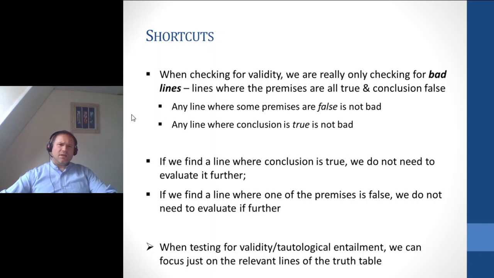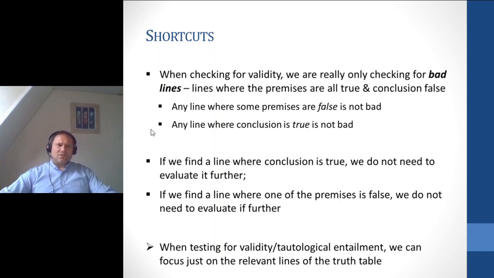So there's some things that immediately follow from this, right? Any line where some premise is false isn't bad. Similarly, any line where the conclusion's true isn't bad. So remember, bad lines are ones where all the premises are true and the conclusion's false. If we can find any bad lines like that, then we know the argument's invalid. But if there aren't any bad lines, it's got to be valid.